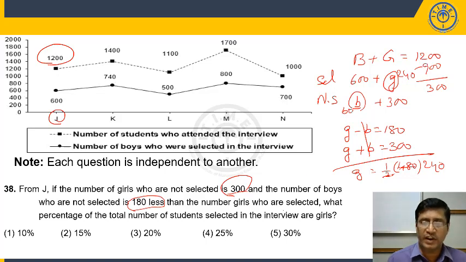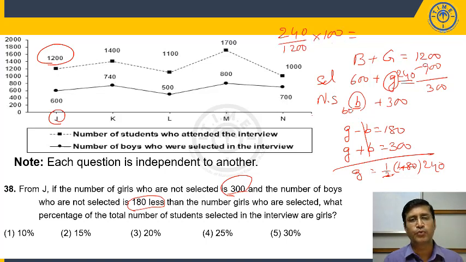Now what is he asking to find? He is asking to find what percentage of the total number of students selected in the interview are girls. So selected girls are 240, 240 out of the total number of students. Percentage we need to find. So cancel the zeros against the zeros. So 12, it goes exactly 20 times. So what is the percentage? 20%. Option number 3. Third choice is the right choice.